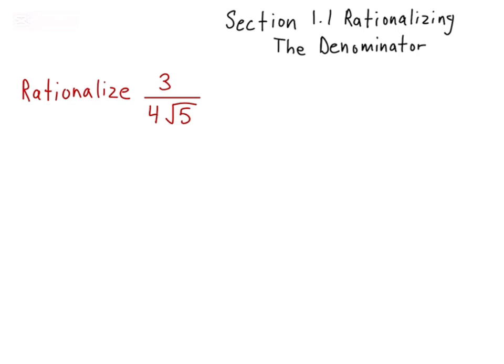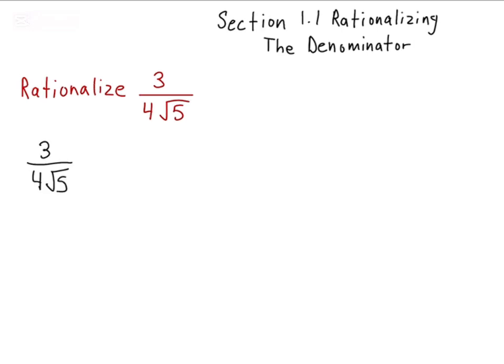Okay, so the first one we're given here, we need to rationalize the denominator of 3 over 4 root 5. To get started, the most basic thing to know about rationalizing the denominator is that you're trying to get rid of the root in the denominator. So to simply do that in a case like this, all we have to do is multiply both sides by root 5, which is like multiplying by 1, root 5 over root 5.